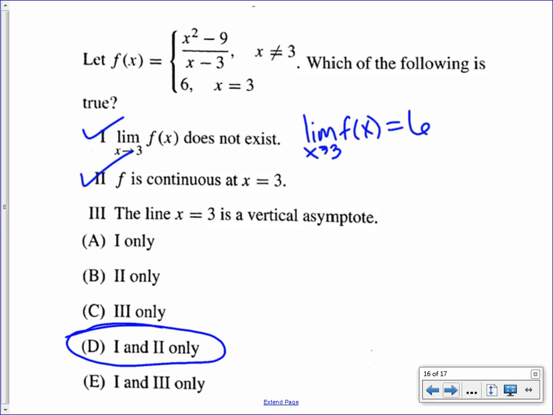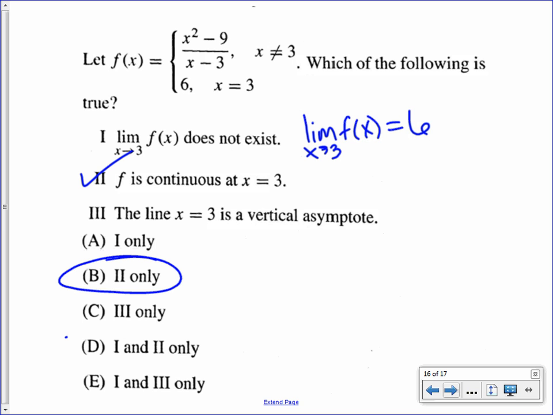Wait, what? I couldn't think of D. You just said one. It says does not exist. See, that's where the AP test likes to trick us. I read it as does exist. So can you explain why it's continuous?